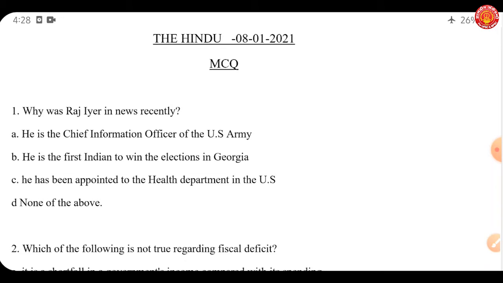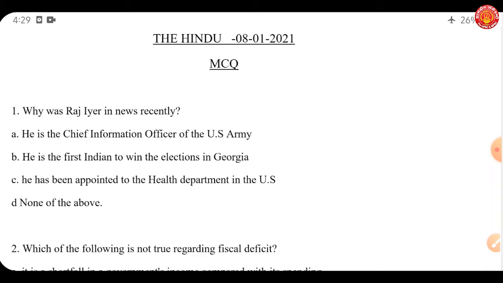So let's see what else we can study about this. I can also say that this analysis is not going to help you only for your prelims. It is very helpful for you for dealing with the mains examination also. So let's see what we need to know about Raj Ayar.